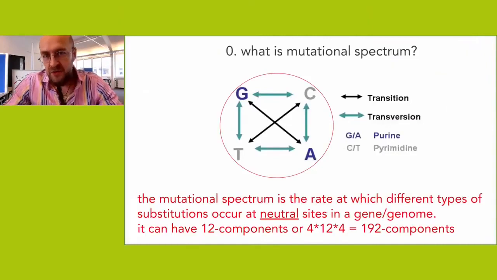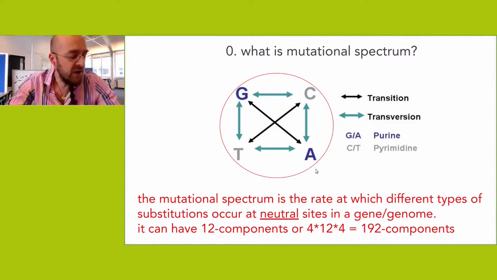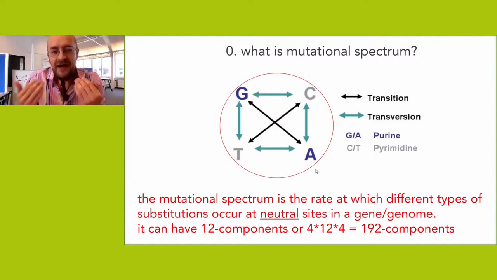First, what is a mutation spectrum? There are 4 types of nucleotides, A, T, G, C, and there are 12 potential substitutions between them. Some of them we call transitions if they occur between purines or between pyrimidines, and others are transversions. If we count the number of transitions and transversions, it's already a kind of mutation spectrum. This is some characteristic of the mutation process.